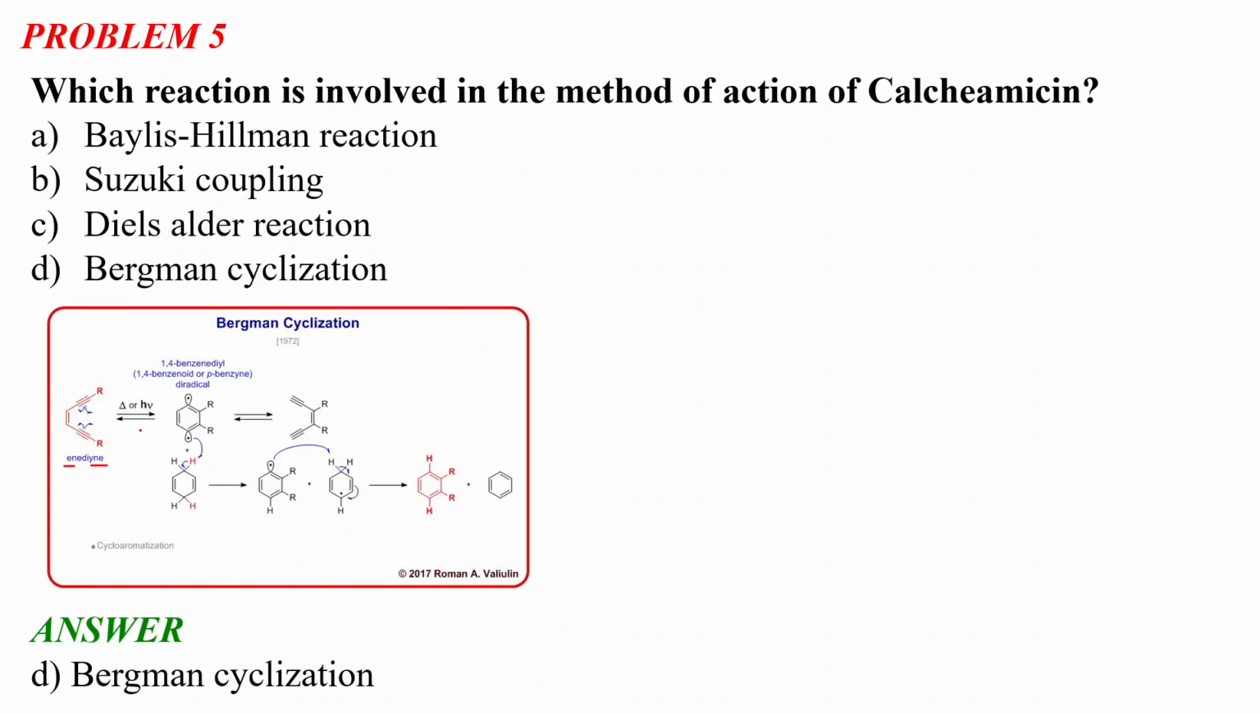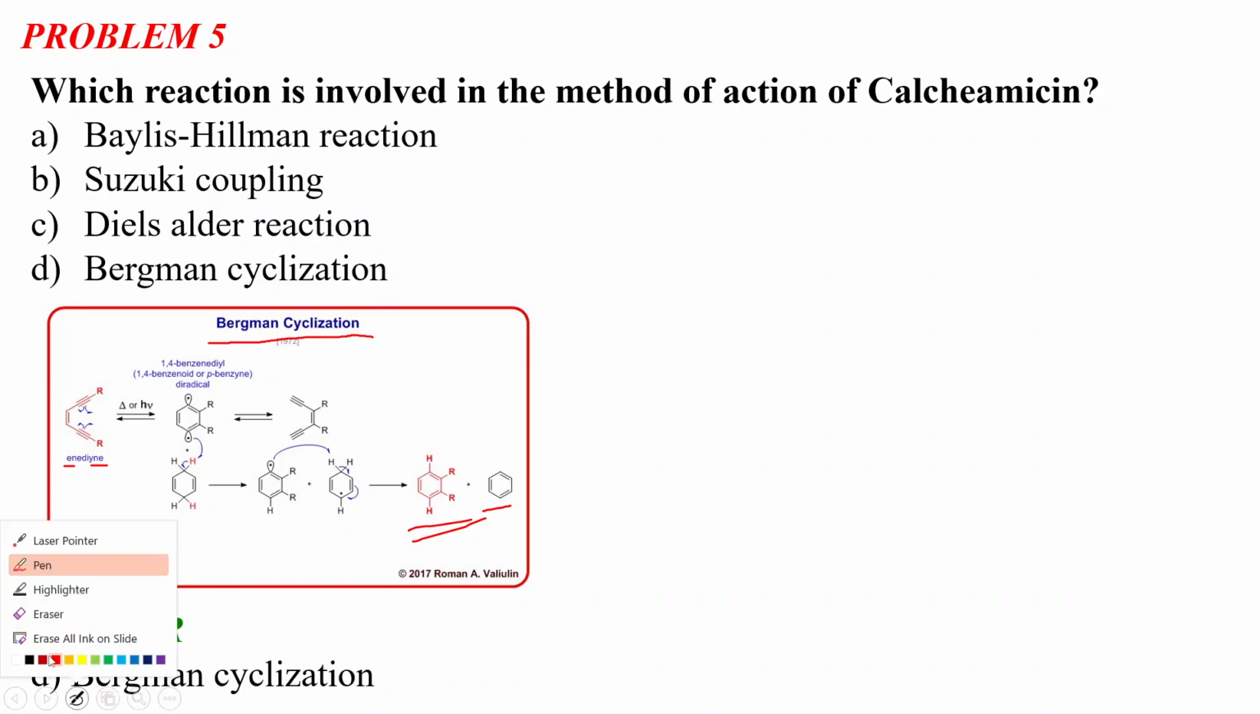for the triple bond. So after the reaction with heat or h nu, there will be a formation of a diradical, which is a 1,4-benzenoid diradical, or para-benzyne diradical. After the reaction, this kind of cyclization happens, which gives us a benzene ring and a benzene derivative. Okay, so this Bergman cyclization takes part in the method of action of this drug, and I will show you how.